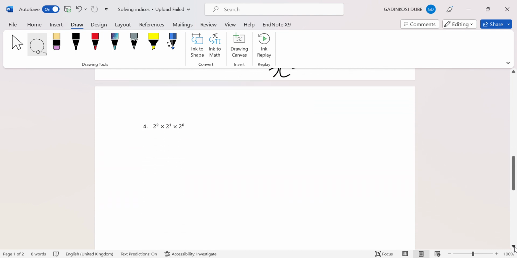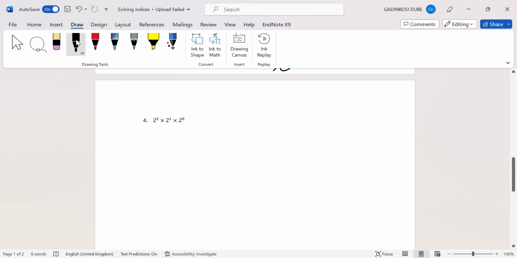If we look at the last one now, it's straight to the point. Since you've got numbers here, it's 2, the same base. So you have 2 to the power 2 plus 1 plus 0, and then what you have is 2 to the power 3.